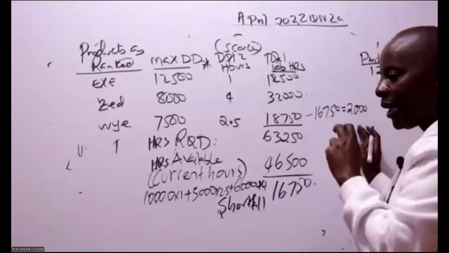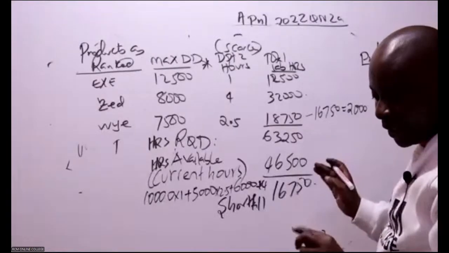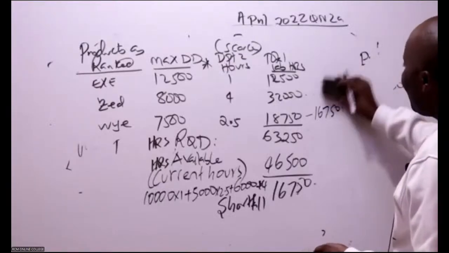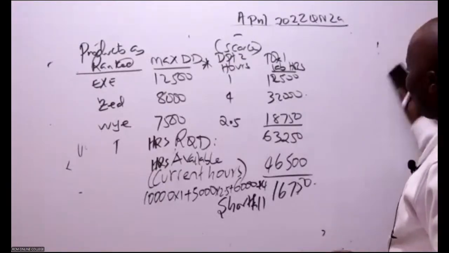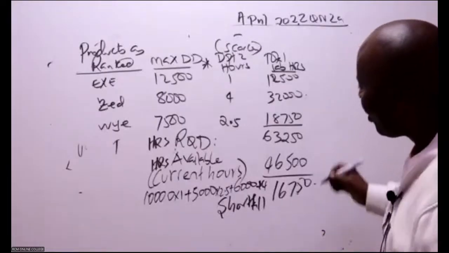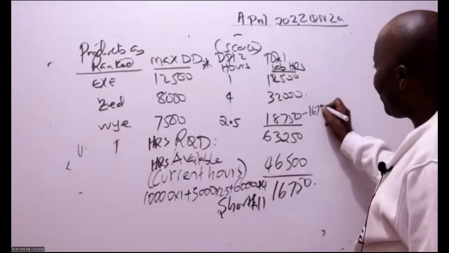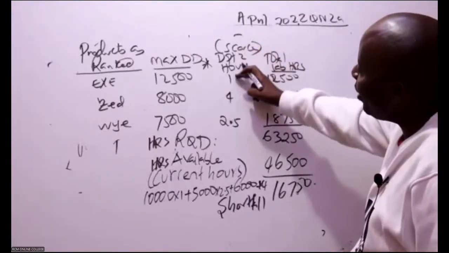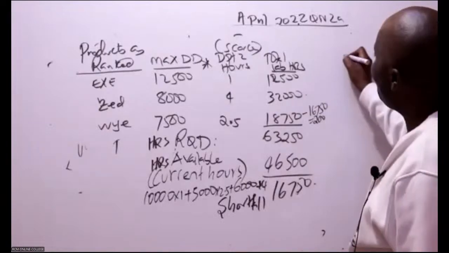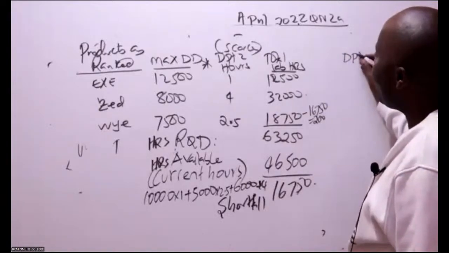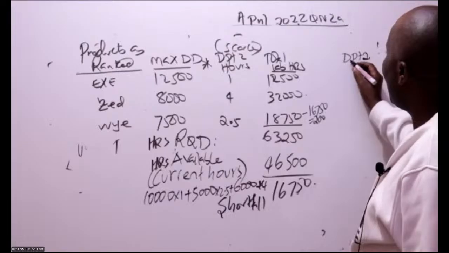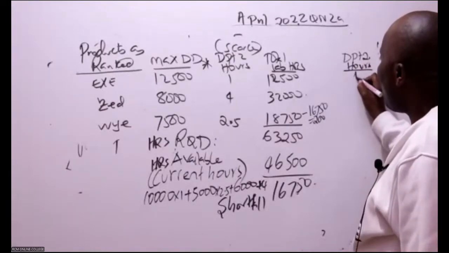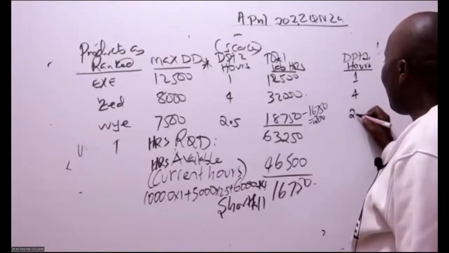Somebody gives me 800. Listen, the very best way of knowing, after you get the total labor hours, now we know that this is 2,000. We know, ladies and gentlemen, that here we are subtracting 16,750 to get 2,000. Normally what we do, we copy this rate the way it is. You copy this rate, you say department 2 hours. So we have 1, we have 4, we have 2.5.